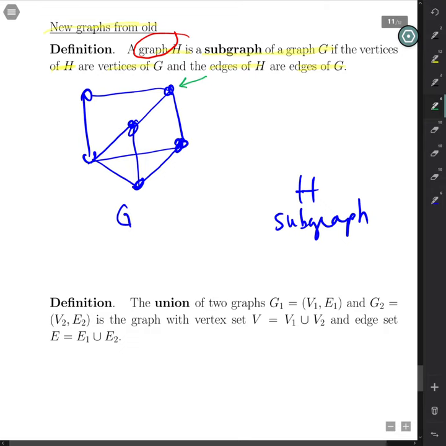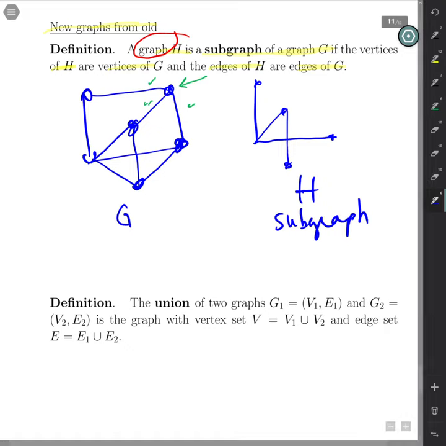But if I leave out that vertex, I have to leave out those edges as well, right, in order for H to be a graph. So maybe I'll take this one here and that one there, like so. And I'll take this one here and maybe this one here like so. So there's a subgraph. Okay.